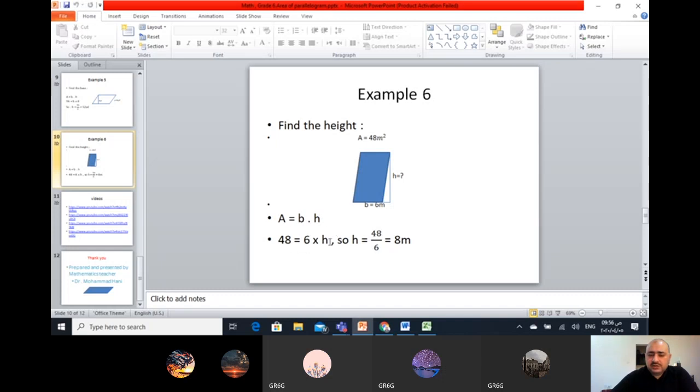How to solve this equation? Try to divide the two sides here by the coefficient 6. So 6h divided by 6 will be h, and 48 divided by 6 will be 8. And the unit here is meters, because the height is a side, not area. The unit of area is squared, but the side is meters.